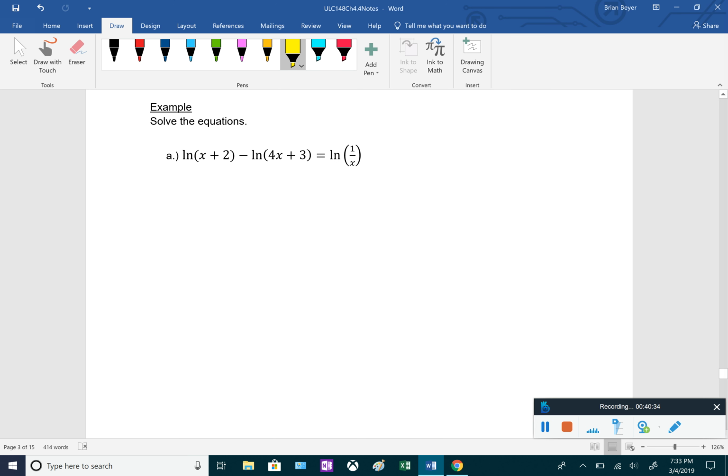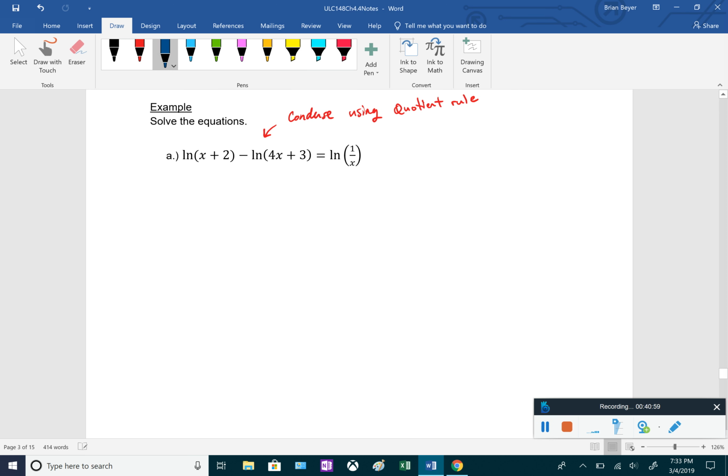Okay, so let's do, I think I have 2 examples of this, and then I have one little application problem that's relatively simple but pretty cool. So we have ln of x plus 2 minus ln of 4x plus 3 equals ln of 1 over x. So we need to get both sides to have just one little ln on each side. So that means on the left-hand side, we need to condense this using the quotient rule.